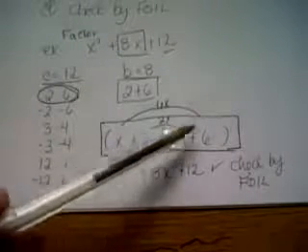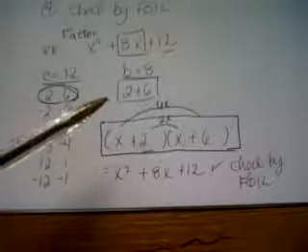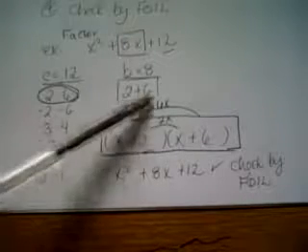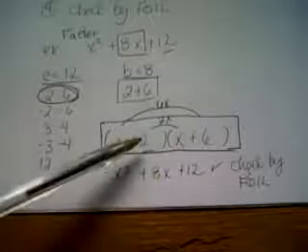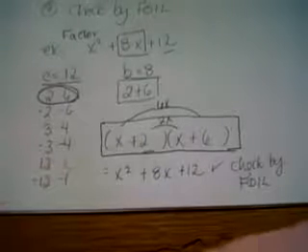I can check my answer then by FOILing. This is my final answer. This is the factored x plus 2 times x plus 6. Now it doesn't matter whether I put my 6 here or my 2 here, because I can use the commutative property. Well, let's go ahead and FOIL it. Well, x times x gives me x squared. That gives me 6x for outer, 2x for inner. Those add to give me 8x. And last gives me 2 times 6. That gives me 12. Hey, it checked out.